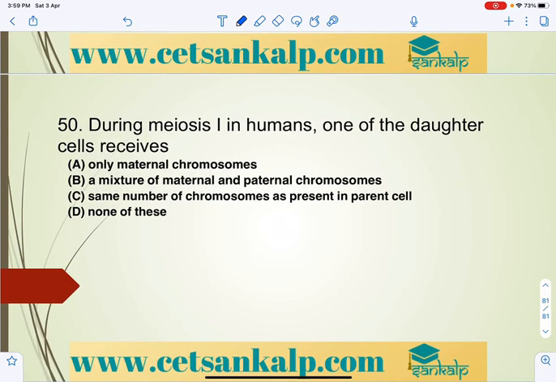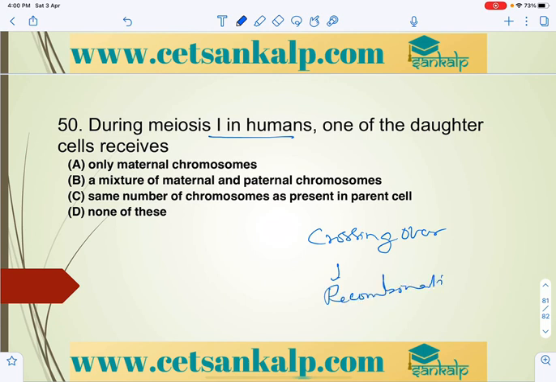Next, during meiosis 1 in humans, one of the daughter cells receives what exactly? Recombination, crossing over, occurs, which is an exchange of genetic material. Because of crossing over there is recombination, and that recombination leads to the formation of recombinants. What is the meaning of recombinants? A mixture of both maternal and paternal chromosomes. So the answer for that is B.